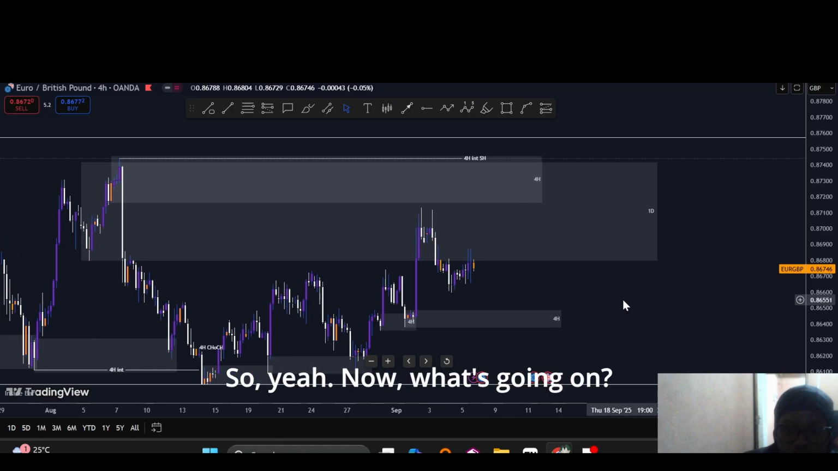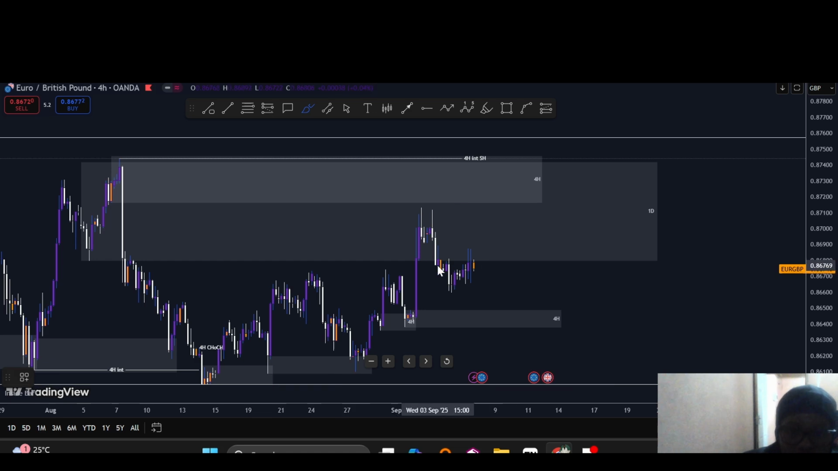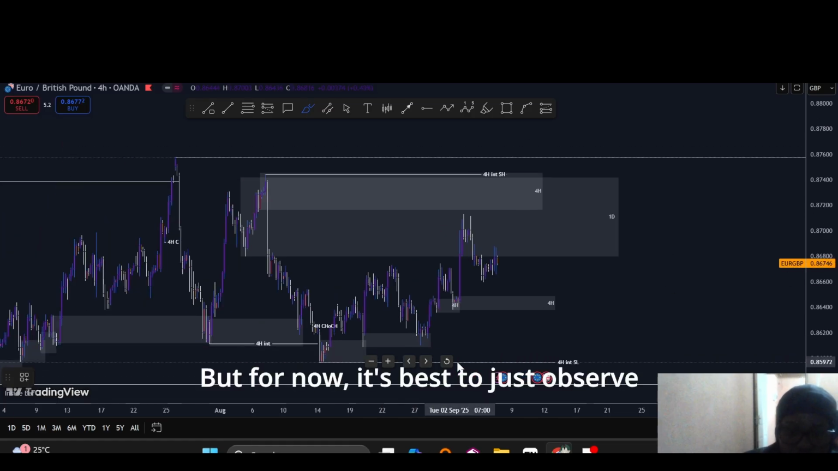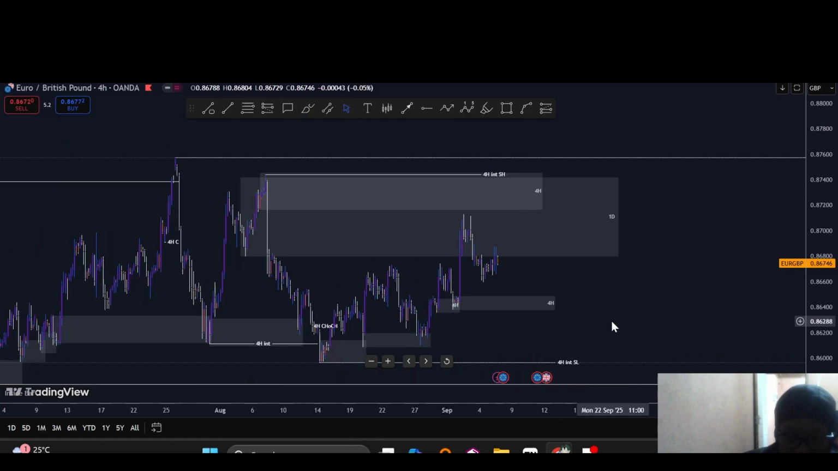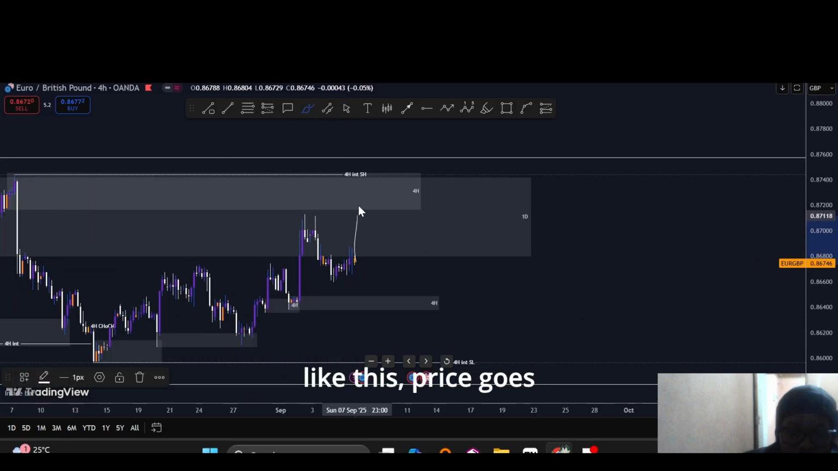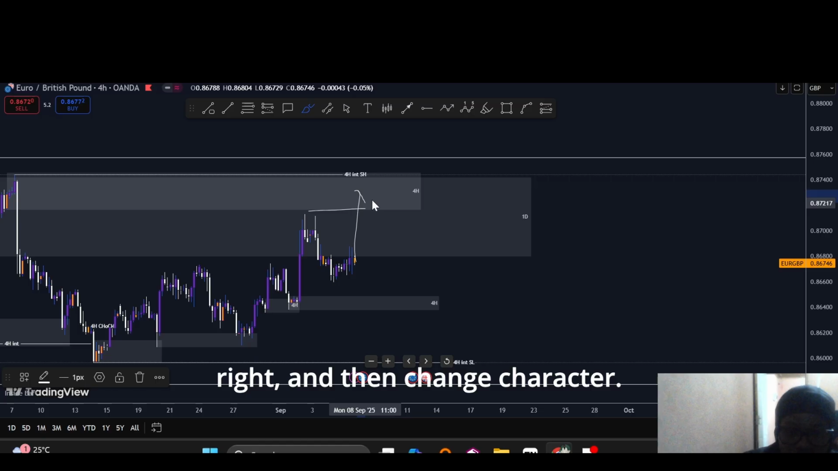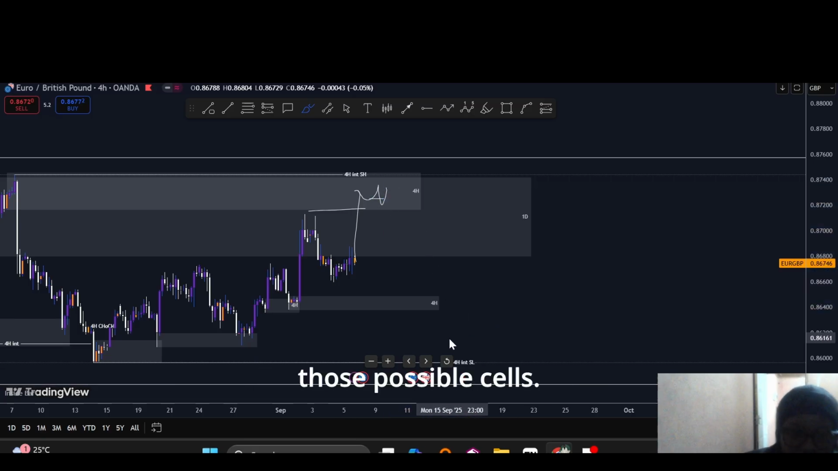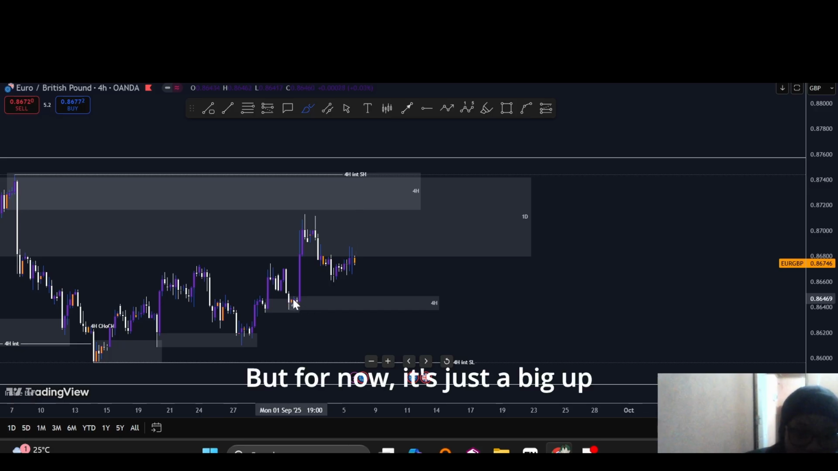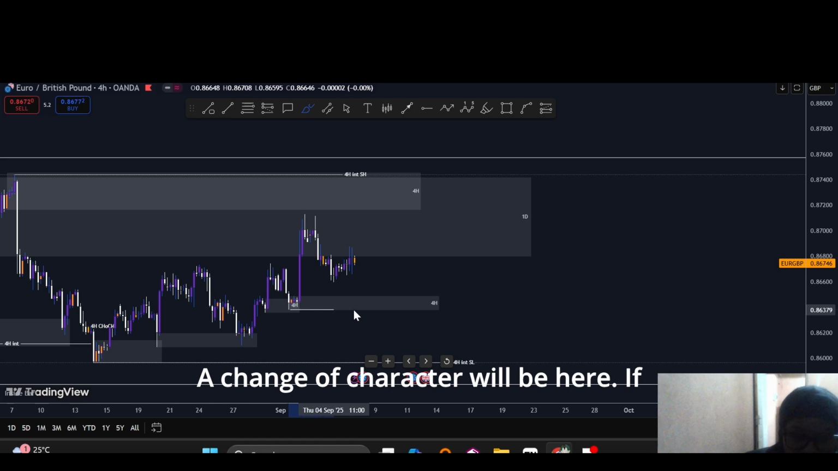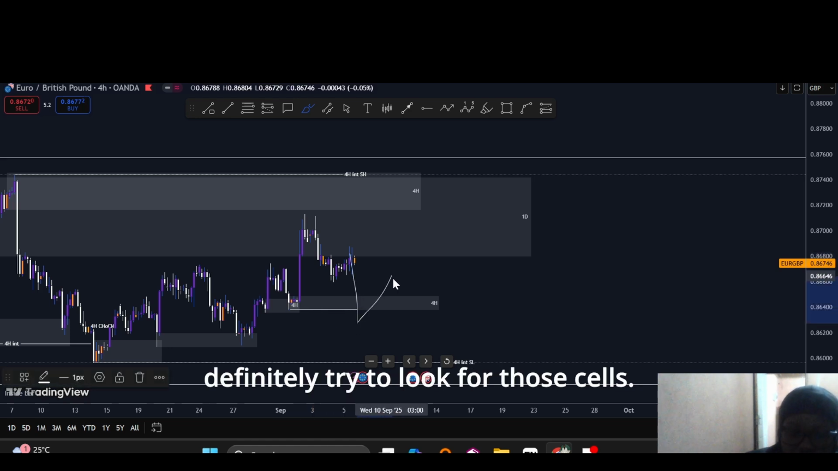So yeah. Now what's going on? I would really like to be in possible sells if I see a change of character. But for now, it's best to just observe those possible buys. Change of character means something like this: price goes right, and then changes character, and then I would love to be in those possible sells. But for now, it's just a big up movement, nothing really significant. A change of character will be here. If price breaks there, then I would definitely look for those sells.